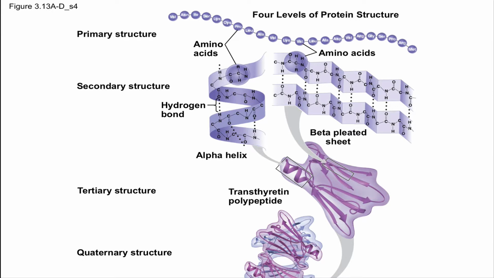So over here, this is the quaternary structure. Let's go back over here. So the quaternary structure of transthyretin: see one over here, another here, a third one there, a fourth one here. These four structures, when they come together, we refer to as the quaternary structure. This protein, transthyretin, will transport vitamin A and also thyroid hormones.